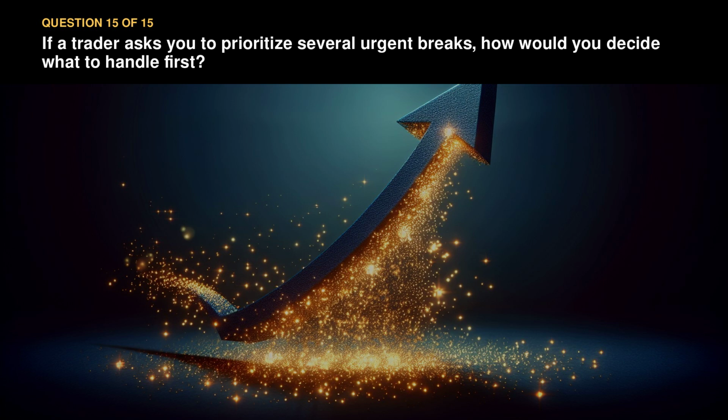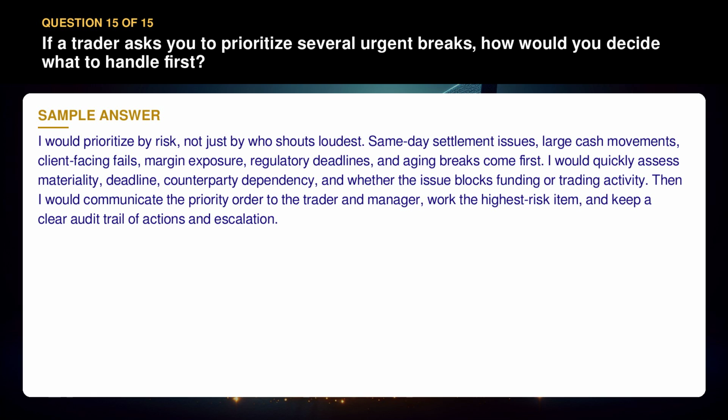Question 15. If a trader asks you to prioritize several urgent breaks, how would you decide what to handle first? I would prioritize by risk, not just by who shouts loudest. Same-day settlement issues, large cash movements, client-facing fails, margin exposure, regulatory deadlines, and aging breaks come first. I would quickly assess materiality, deadline, counterparty dependency, and whether the issue blocks funding or trading activity. Then I would communicate the priority order to the trader and manager, work the highest risk item, and keep a clear audit trail of actions and escalation.